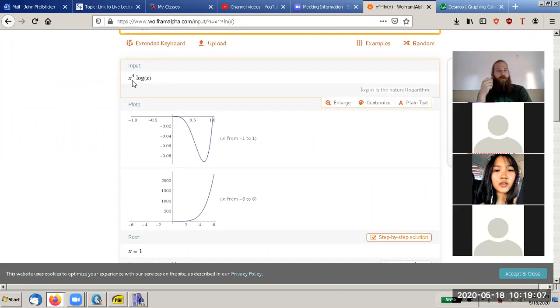Wolfram always writes the natural log as log. It's not an uncommon notation you see down here. It stands for the natural logarithm.